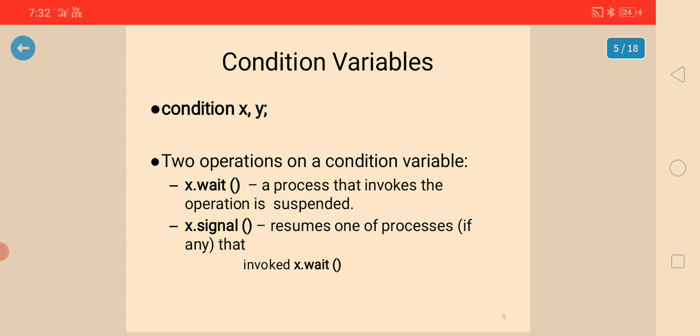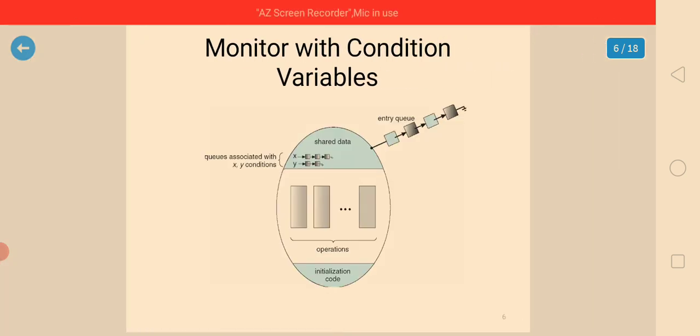So the two operations on condition variables are wait and signal. So x dot wait, the process that invokes the operation is suspended. X dot signal resumes one process, if any, that invoked x dot wait. So this is the monitor with condition variables.